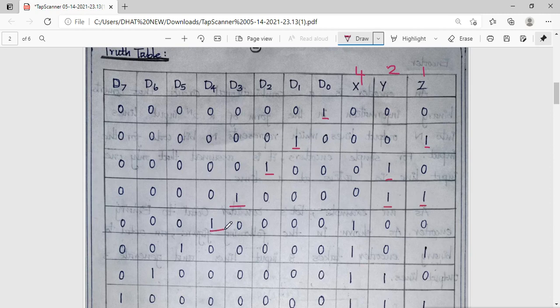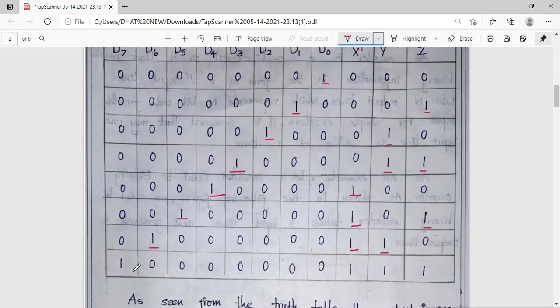If D4 is enabled, we get output from X. D5 enabled gives output from both X and Z. If D6 is enabled, we get output from both X and Y. If D7 is enabled, we get output from all, that is X, Y and Z, which is 1, 2, 4, totally 7.